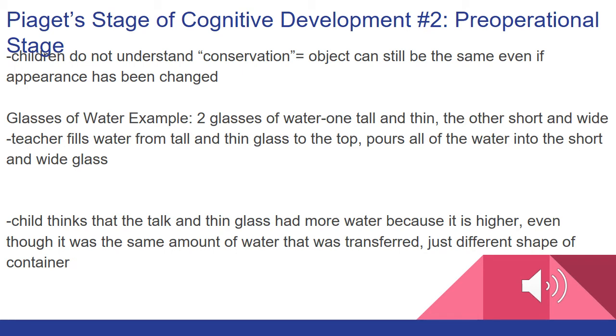Rather, they thought that the tall and thin glass had more water just because it was higher in height. They didn't realize that actually the same amount of water was being poured from the first glass to the second glass, and no water had spilled, so really both glasses had the same amount of water. Just their appearance changed.